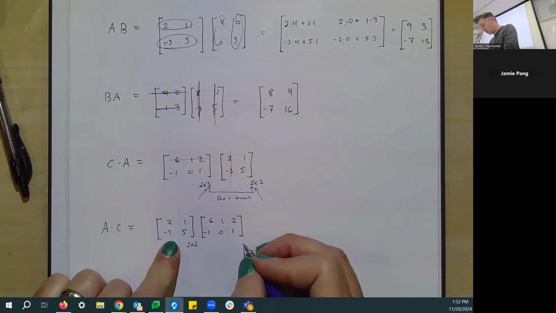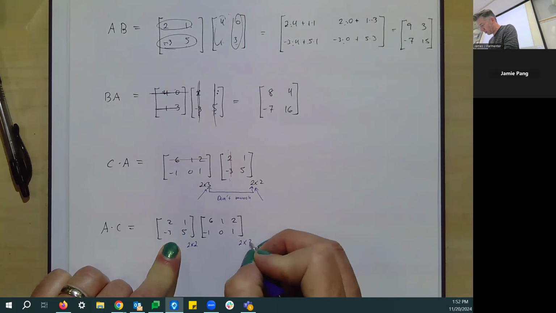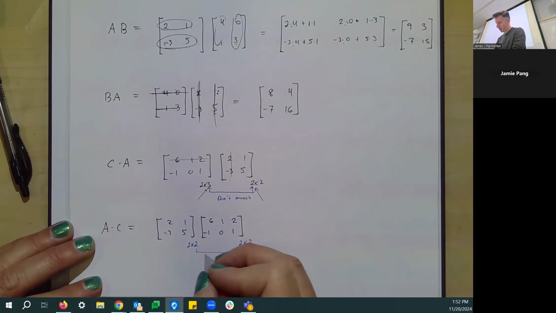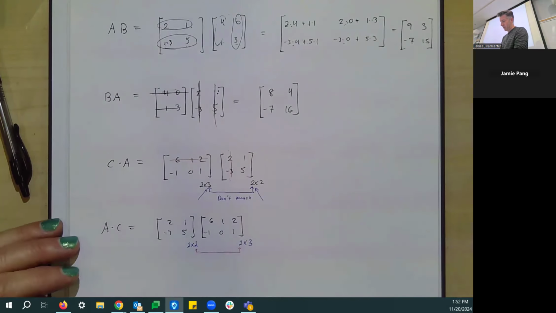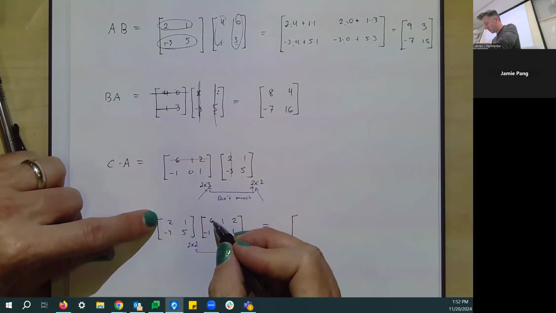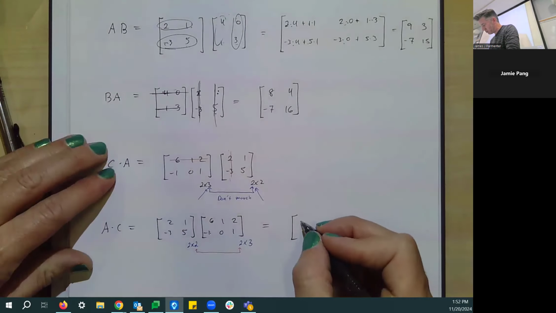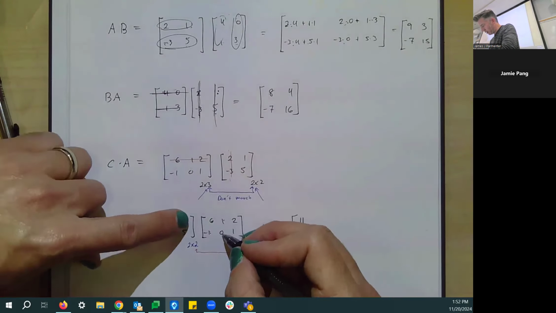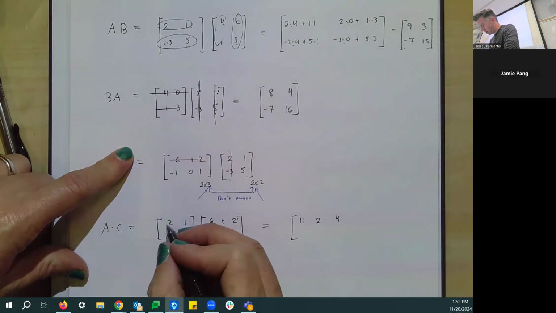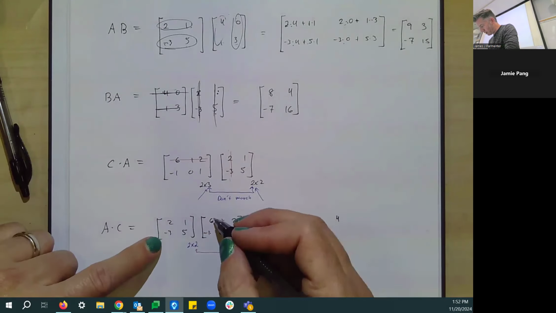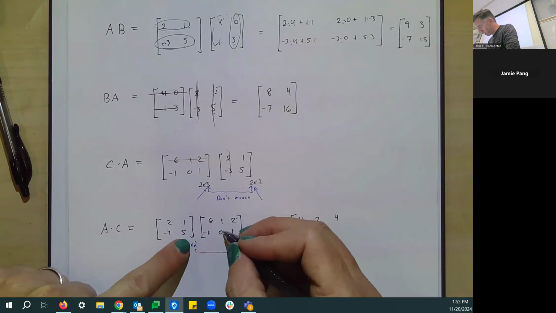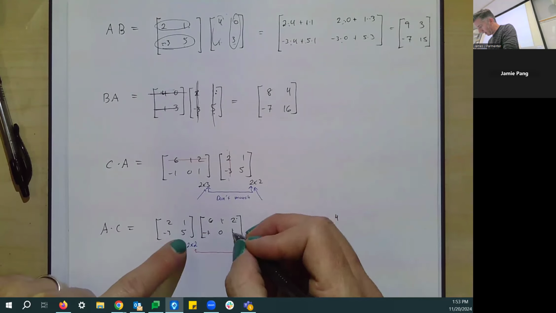So this matrix is 2x2. This matrix is 2x3. The inner dimensions match. Cool, so things are going to work out. Let's multiply it out. 2 times 6 plus 1 times negative 1 is 12 minus 1. 2 plus 0. 4 plus 1. Done with the first row here. So now I go to the second row. Negative 18 minus 5. Negative 3 plus 0. Negative 6 plus 5.